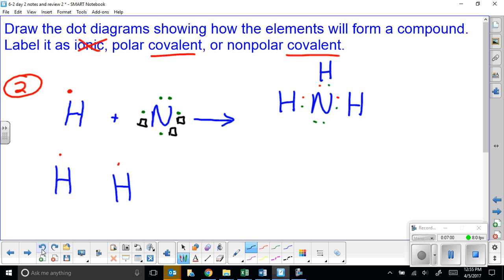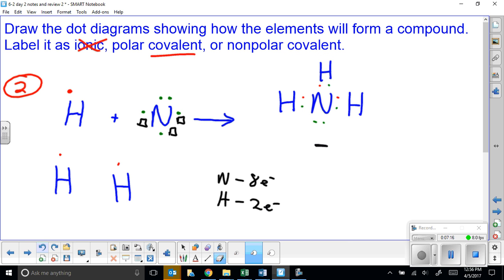We do in this case because we look at the number of electrons, and the nitrogen has 8 electrons around it, where each hydrogen only has 2 electrons around it. So the nitrogen is more negative. So I show that with a negative sign here, and then the opposite of that is going to be the positive side of this molecule. So this is then going to be polar covalent. Polar, so then I need to show the negative side, and I need to show the positive side. So this would be a polar covalent molecule.